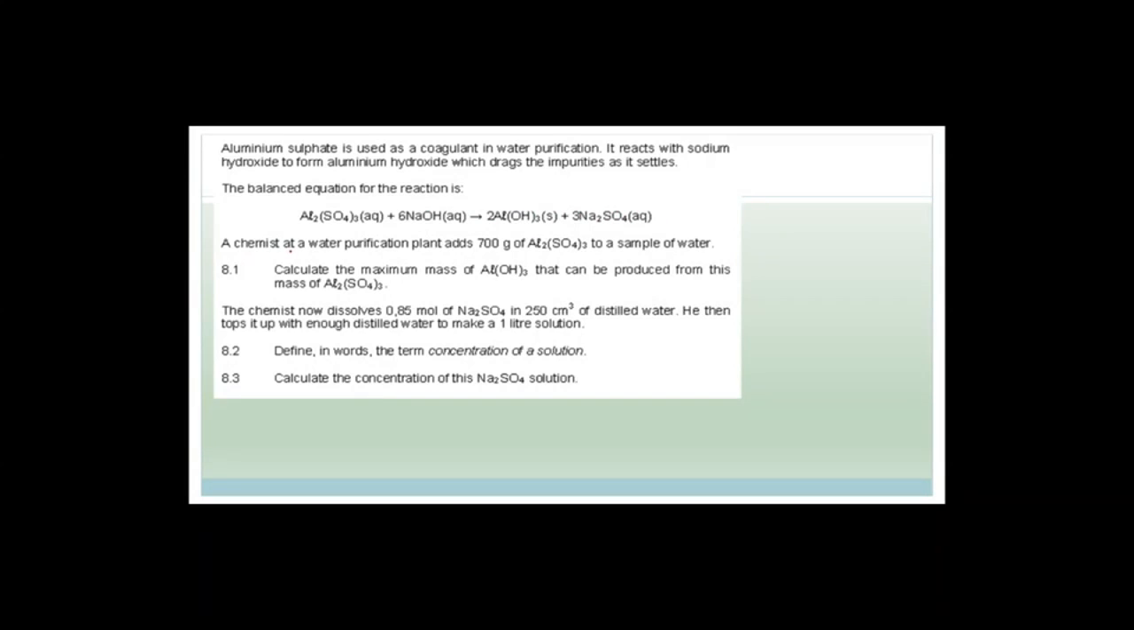A chemist at a water purification plant adds 700 grams of aluminium sulfate to a sample of water. It says calculate the maximum mass of aluminium hydroxide that can be produced from the mass of aluminium sulfate. Okay, so they want the maximum mass. So what they're doing is assuming that the efficiency is 100%. So we're looking at 700 grams of this, and they want to know how much it makes of this.